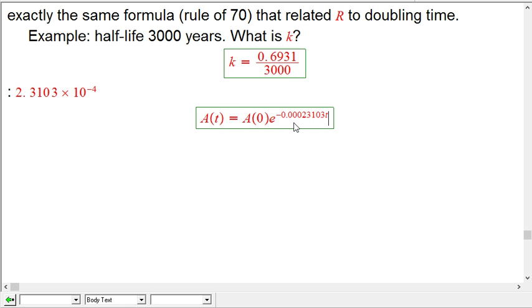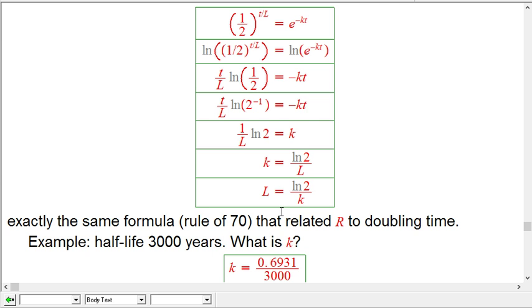This might look cumbersome compared to the 1/2 to the t over L formula, and for us it is kind of cumbersome, but it's really good to be prepared to use e for everything in a later context. So I wanted to show you that. And it's also cool that it's just the same formula as the doubling time stuff.